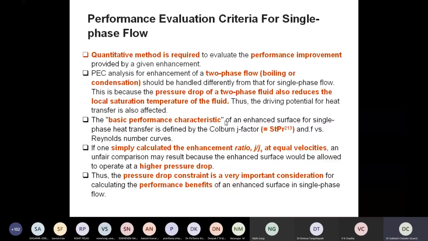Whenever we propose a certain enhancement, we are very happy that by giving some alteration to the design of that particular device, heat transfer has increased 4 times or 5 times. But what about the input? What about the push that we require to force the flow over those roughness elements? The pressure drop. So the pressure penalty will go against you, right?